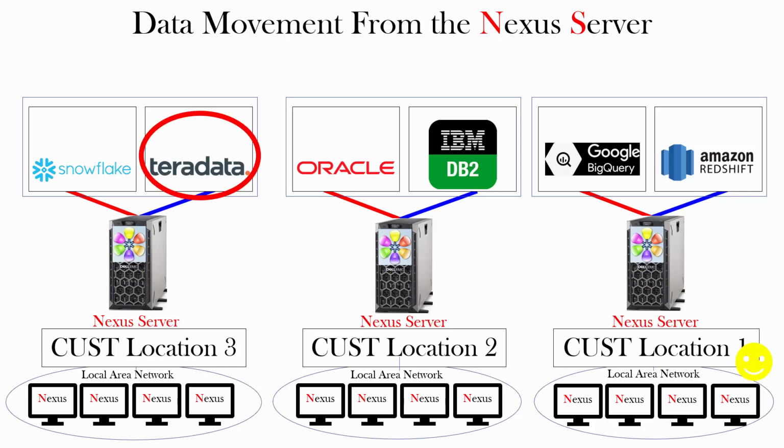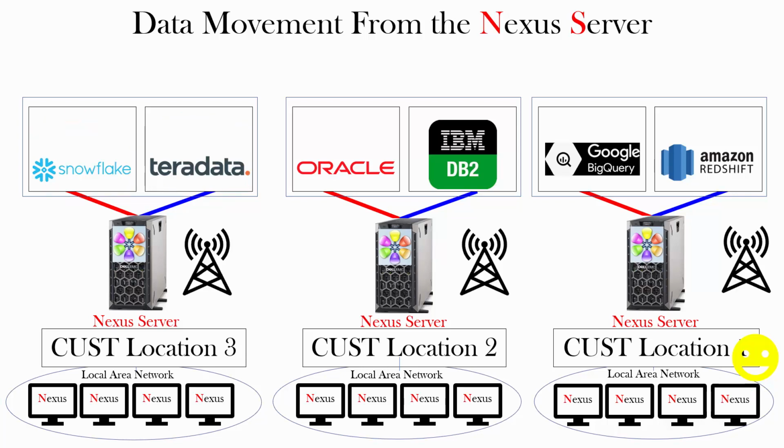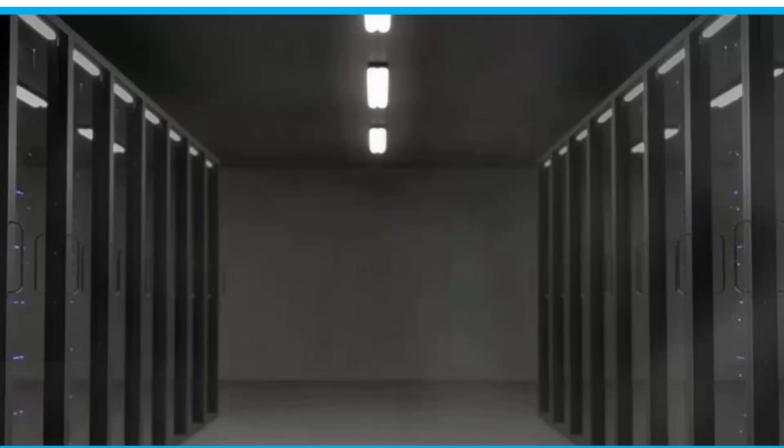We put a Nexus server anywhere in the world you want to put it. Now, when you want to do the same, move from Teradata to Snowflake, no matter where you're at, you can execute the job from the server, and it's almost instantaneous. It moves at the speed of light. It's almost like cell phones with a cell phone tower.